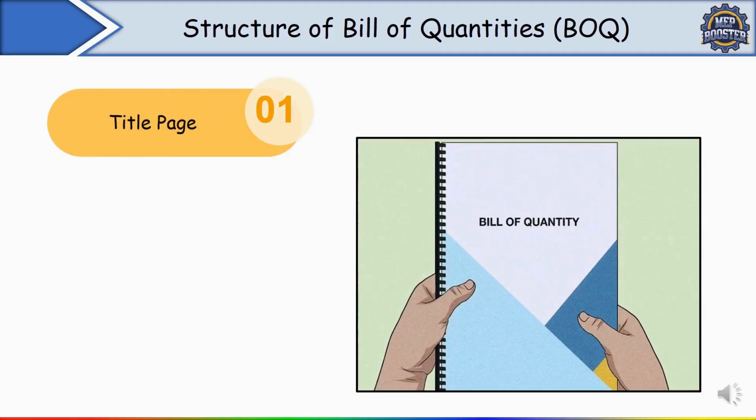Now let's see the structure of BOQ. The structure of a BOQ for MEP works typically includes several key sections. Here I will show you the detailed breakdown. The first is the title page. You have to prepare the title page. In the title page, generally you have to write down the project title, client or owner name, consultant name, contractor name, and date of issue. These are the details which you have to show in the title page.